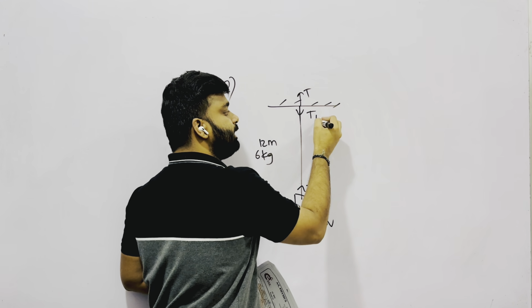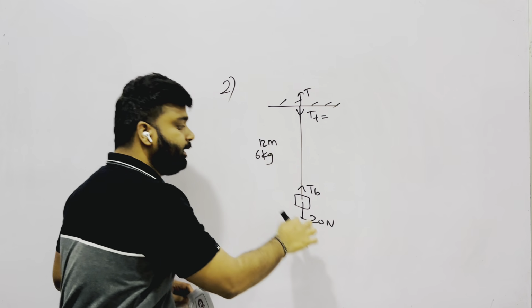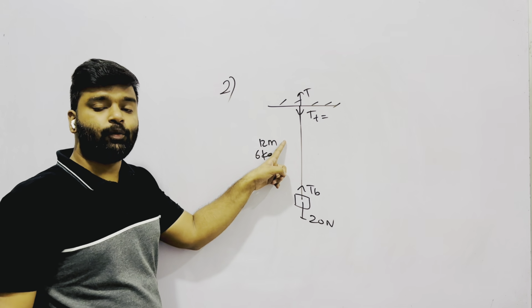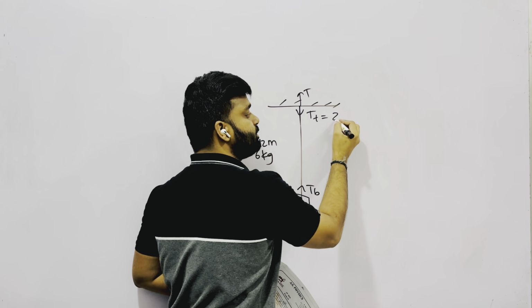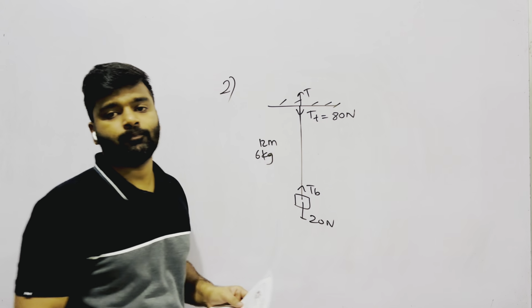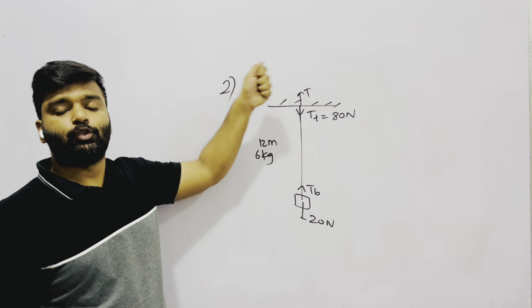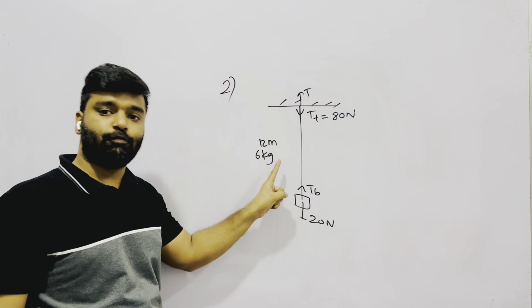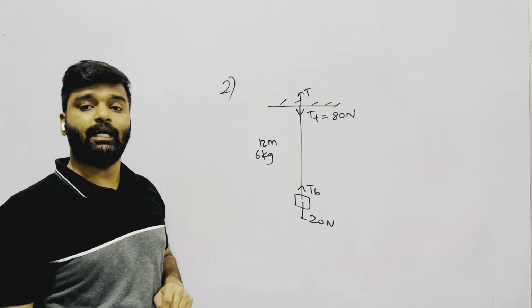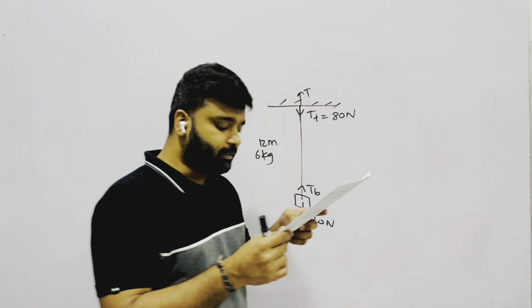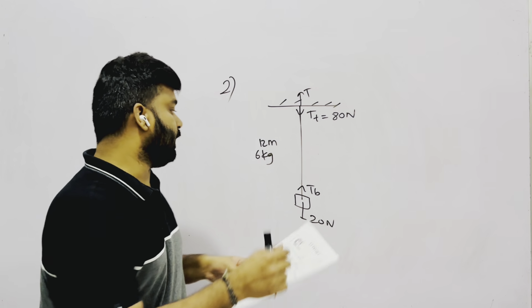If you find the tension at the top, it has to hold both 60 Newton and 20 Newton. Therefore, the total tension at the top is equal to 80 Newton. The top portion should withstand the total weight of the rope, 60 Newton, and the weight of the block, 20 Newton. Therefore, tension at the top portion is 80 Newton. Then what's the equation? You can do it in the proper way.